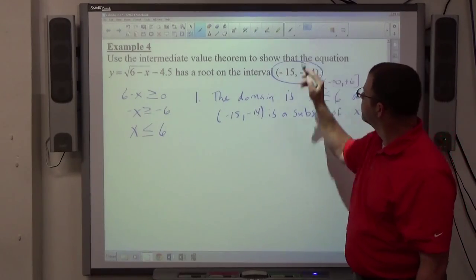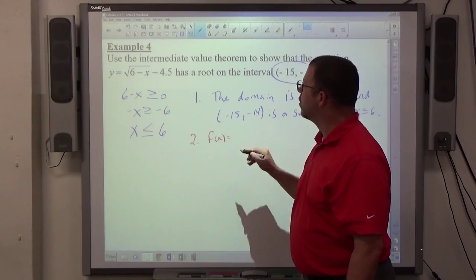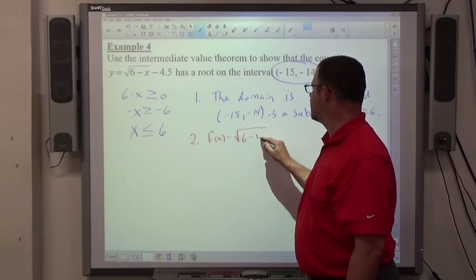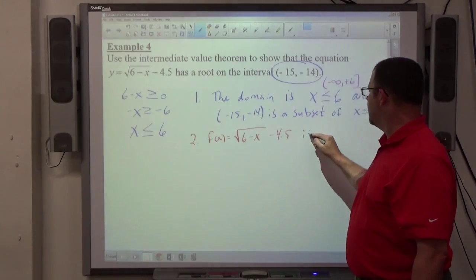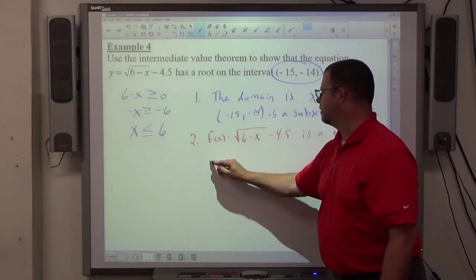Step 2. f of x equals the square root of 6 minus x, minus 4.5, is a root and polynomial function.